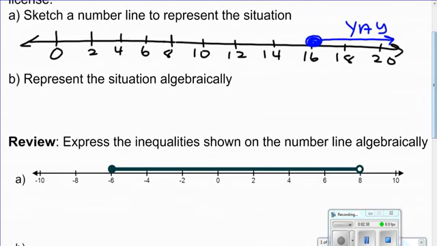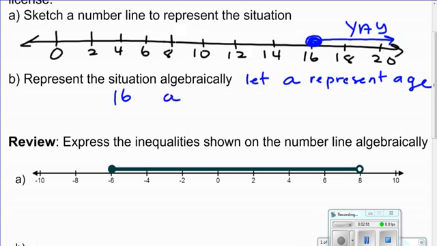Okay, we're going to represent this algebraically. We have 16 as our boundary point, and we said that any age bigger than 16. So let A represent your age. Any age that is greater than or equal to 16 will let you get your license. Or we could flip it the other way: age is greater than or equal to 16. There we go.